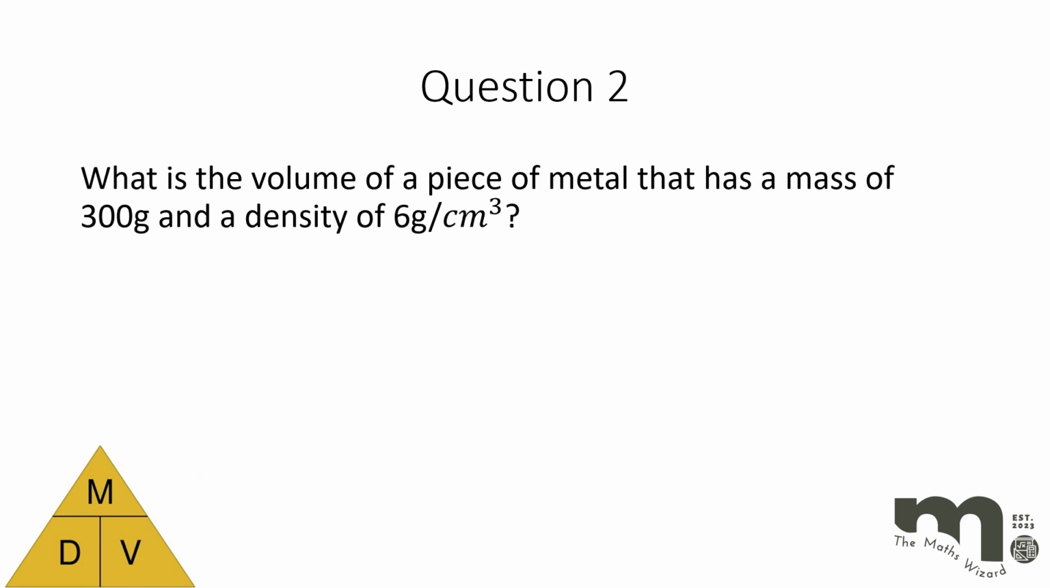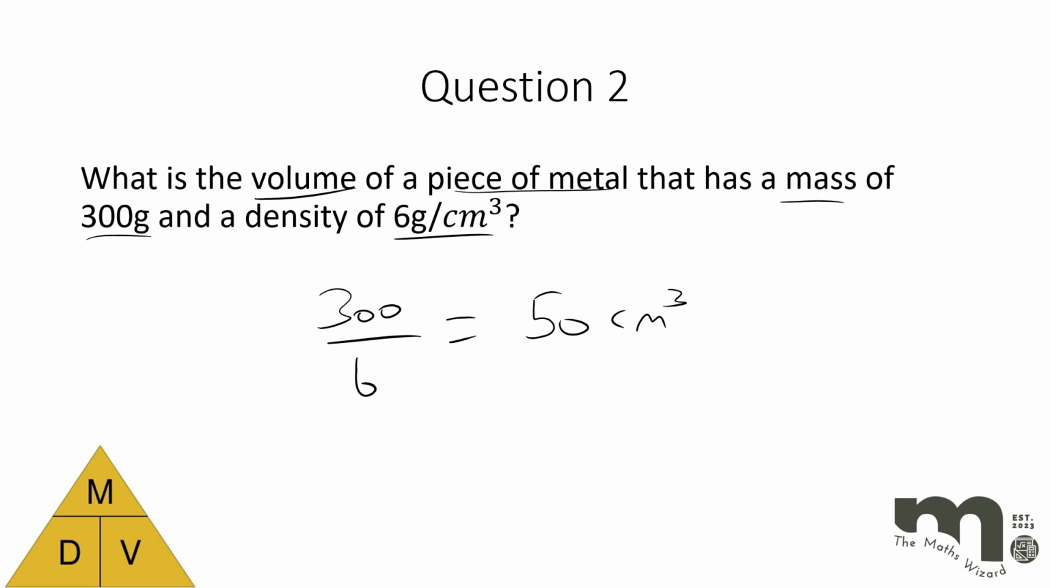Now if we look at an example with volume, it says what is the volume of a piece of metal that has a mass of 300 grams and a density of 6 grams per centimeter cubed. We can see that volume is mass divided by density. So if we do 300 divided by 6, that is going to tell us that the volume is 50 centimeters cubed.